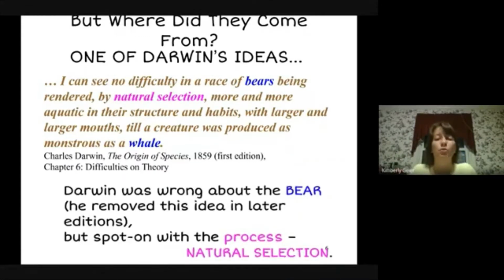Now, he was wrong about the bear idea. He actually was just talking about ideas and talking about the idea of natural selection. He did not actually have any evidence about this statement, which is why he later removed it from future editions of his book. But he was right about natural selection. This idea that there's a variety of traits in a population that are genetic, and if some of these variations are better than others, that allow you to survive and reproduce better than others, then those are the traits that you're going to find in the next generation. And you can gradually make huge changes.